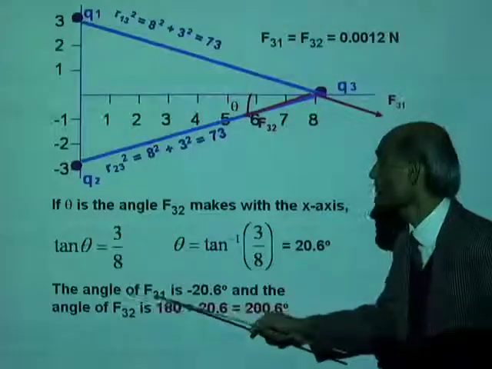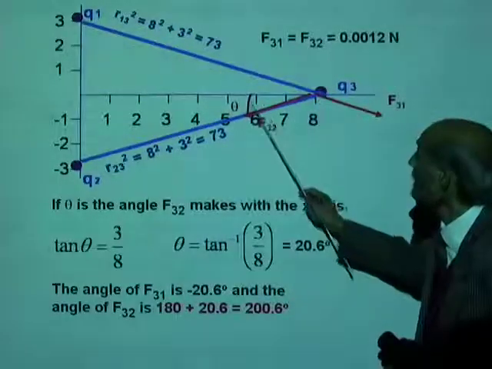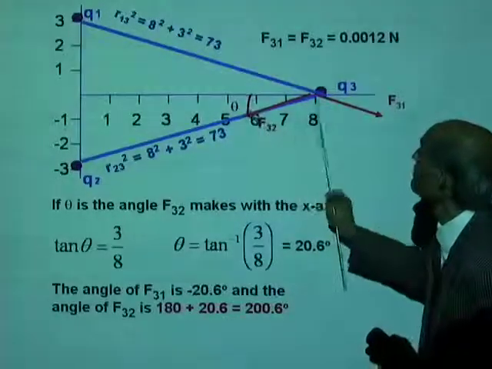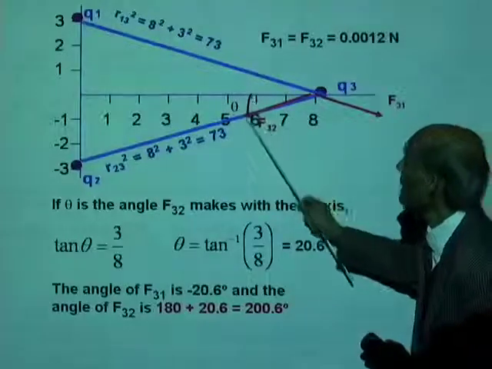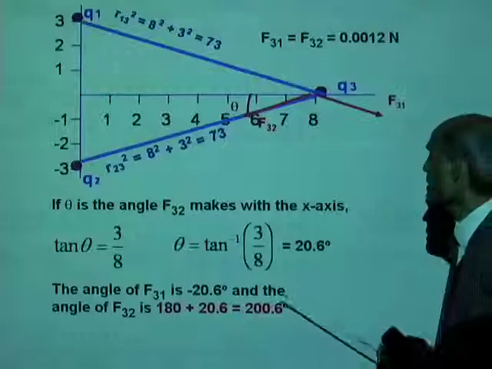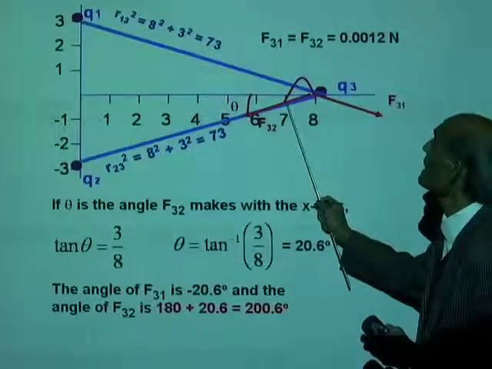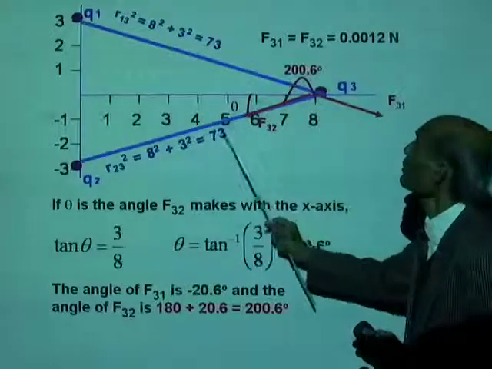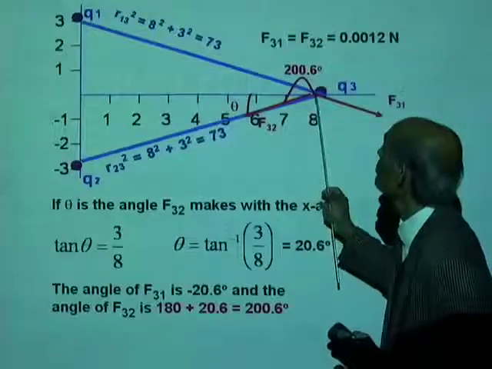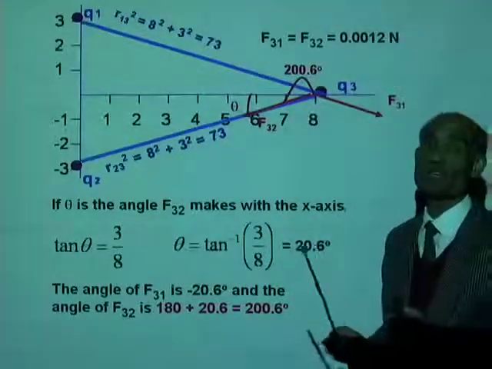The angle of F32 is 180 plus 20.6 degrees, that is 200.6 degrees. So the angle the force vector F32 makes with the x-axis is 200.6 degrees.